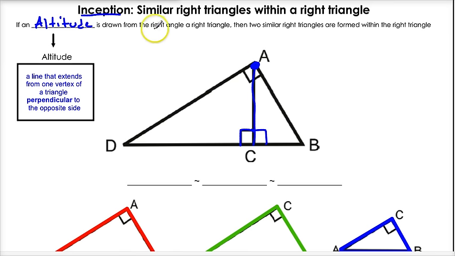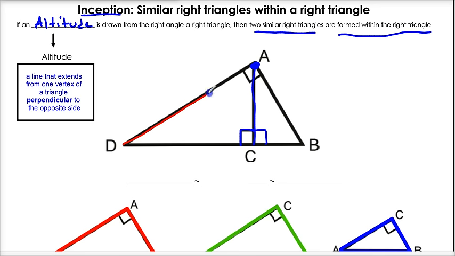If an altitude is drawn from the right angle of a right triangle, then two similar right triangles are formed within the right triangle. What? Yup. That means now that I have three triangles. My big one, I got this right triangle right here, and I got this smaller one right here. Big, medium, small.